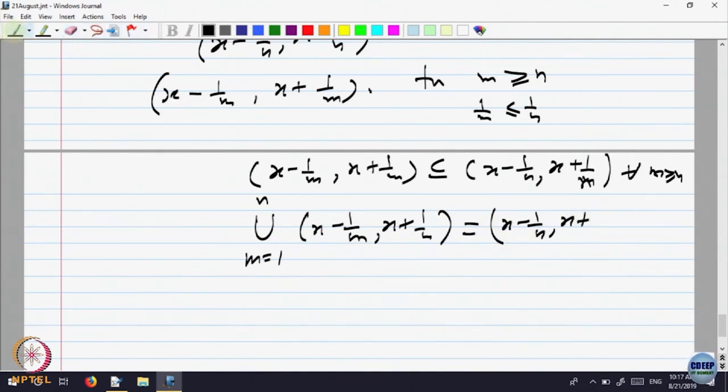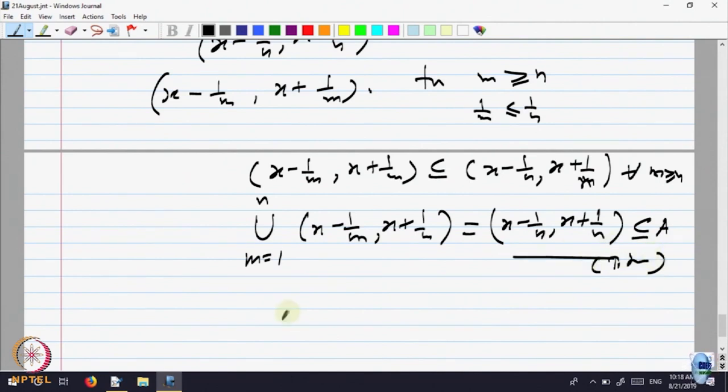I'm just playing with intervals. Right? And what I want to show? I want to show this kind of a thing. I'm just working out an argument which will work. So, I want to show this is contained in A. So, this is what I want to show.